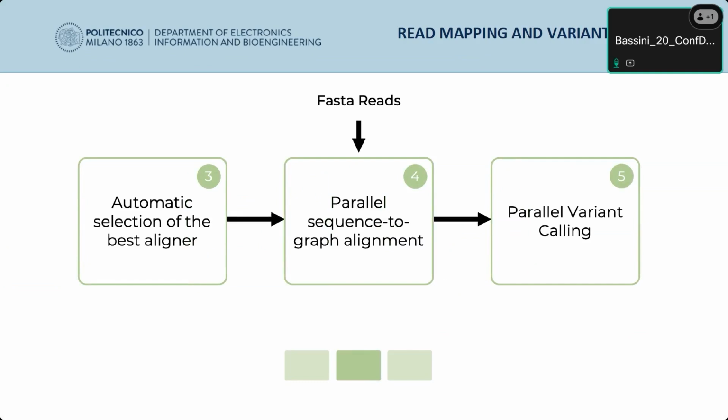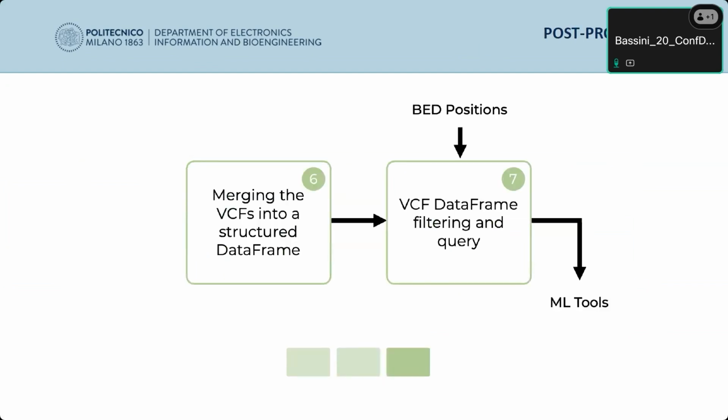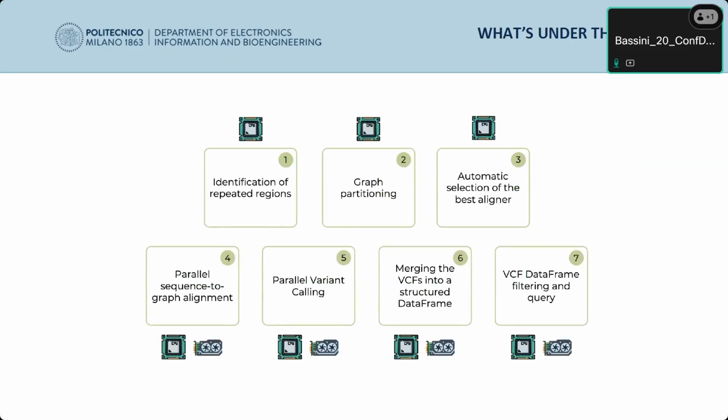After that, we have the parallel variant calling step, which characterizes each variation found during the alignment process. Then we have the post-processing, with the merging of the outputs of the variant calling step, which are VCF files, into a structured data frame, which finally can be filtered and queried with a specific tool. This can help us identify only the specific variations that we want to account for during the application of machine learning tools for the interpretation. So, taking everything together, there is this framework composed of 7 tools.